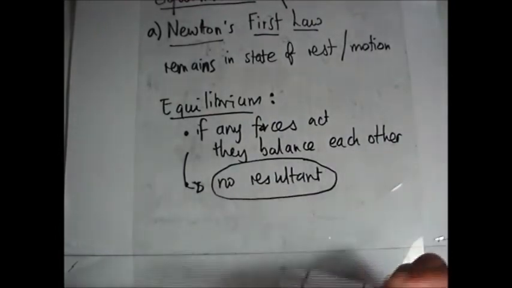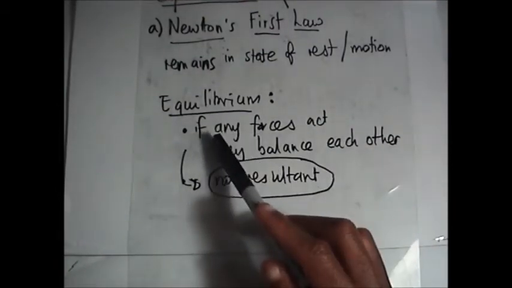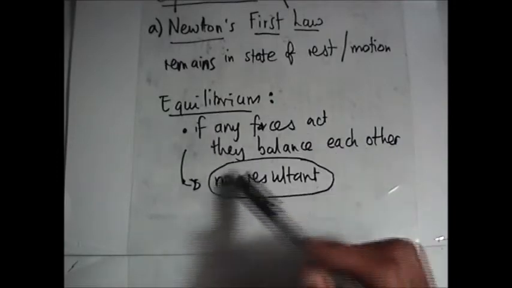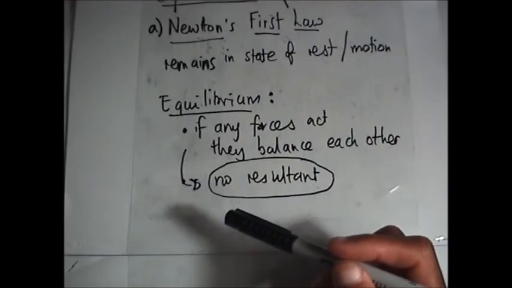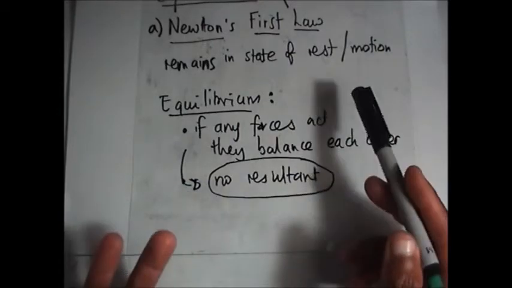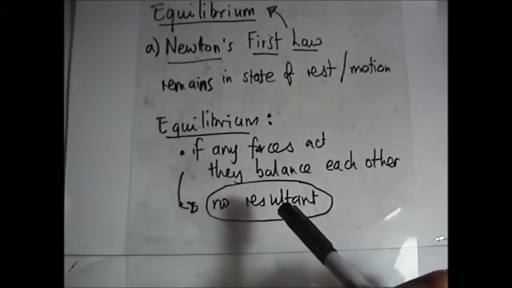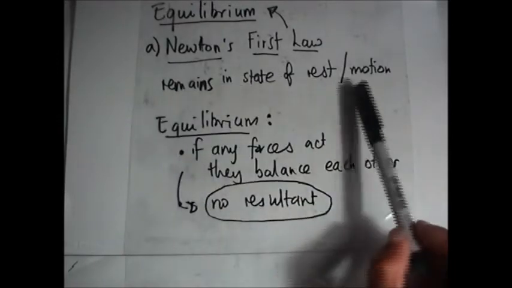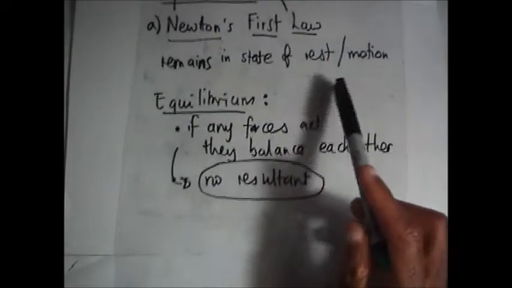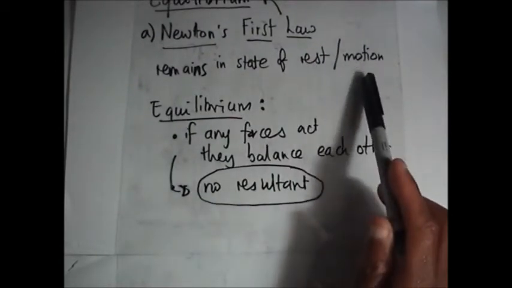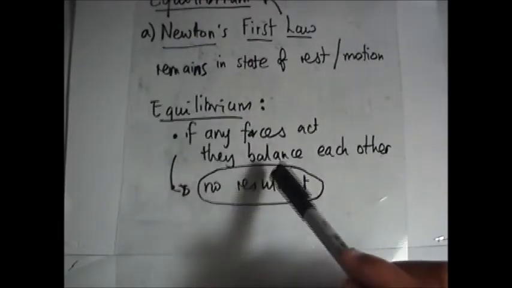Some of these concepts seem abstract now, but we are going to see on examples what this means: when you say if any forces act, they balance each other in equilibrium, no resultant. You're going to see what that means. The better way of saying Newton's first law is that a body remains in its state of rest or motion if there is no resultant force. So if this state of rest or motion changes, it means there is a resultant. If it doesn't change, then there is no resultant. If it changes, there is a resultant force.